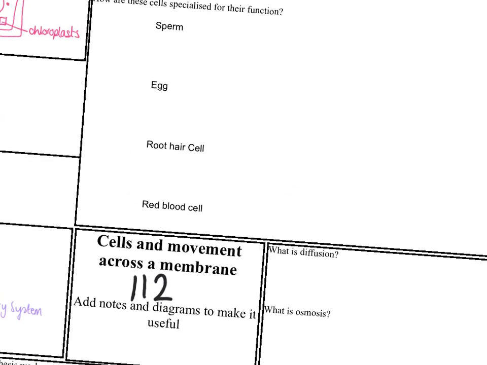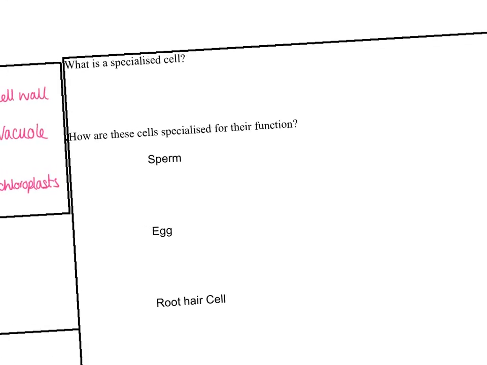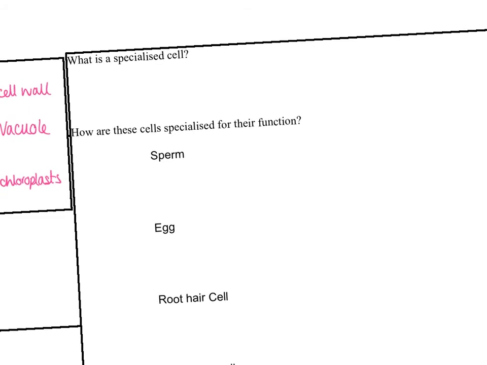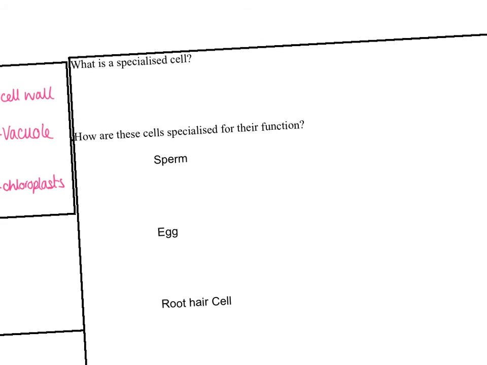Then we've got, what is a specialised cell? So it's a cell adapted for a specific function. And then we're going to look at how as well.